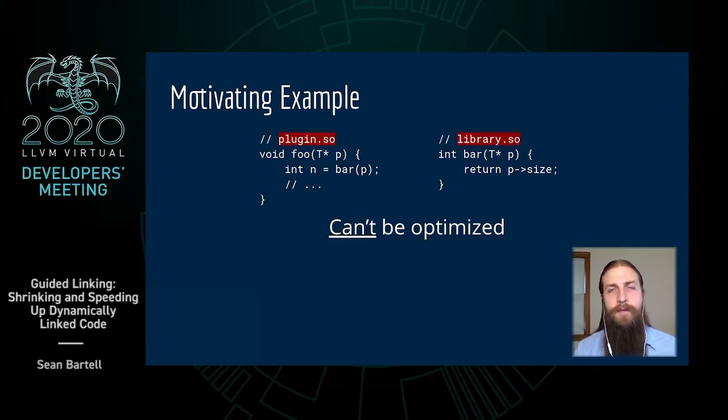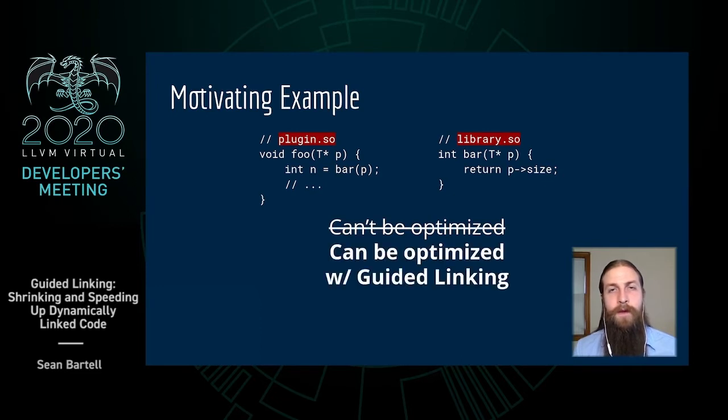But let's say one of the functions is defined in a plugin and one is defined in a shared library. All of a sudden, there's no way to optimize this code. There's no option you can turn on or tool you can use that will let you inline a function from one shared library into another. The purpose of guided linking is to fix that and let you optimize code across these boundaries between different dynamically linked libraries and programs and plugins.